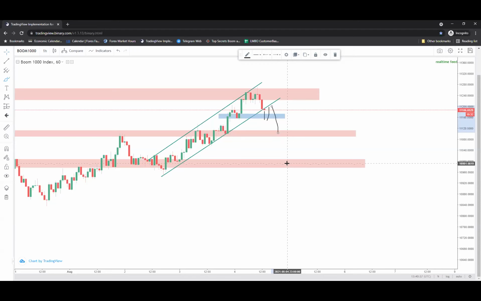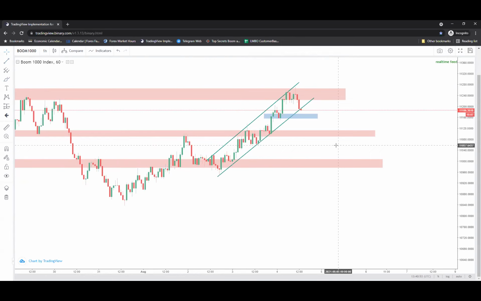Correct? So what we need is safety. And the safety would be where the price goes back into the channel. Then we can confirm that the price has rejected and this is a fake breakout. Then we can buy. Right. So that is how you can do that.